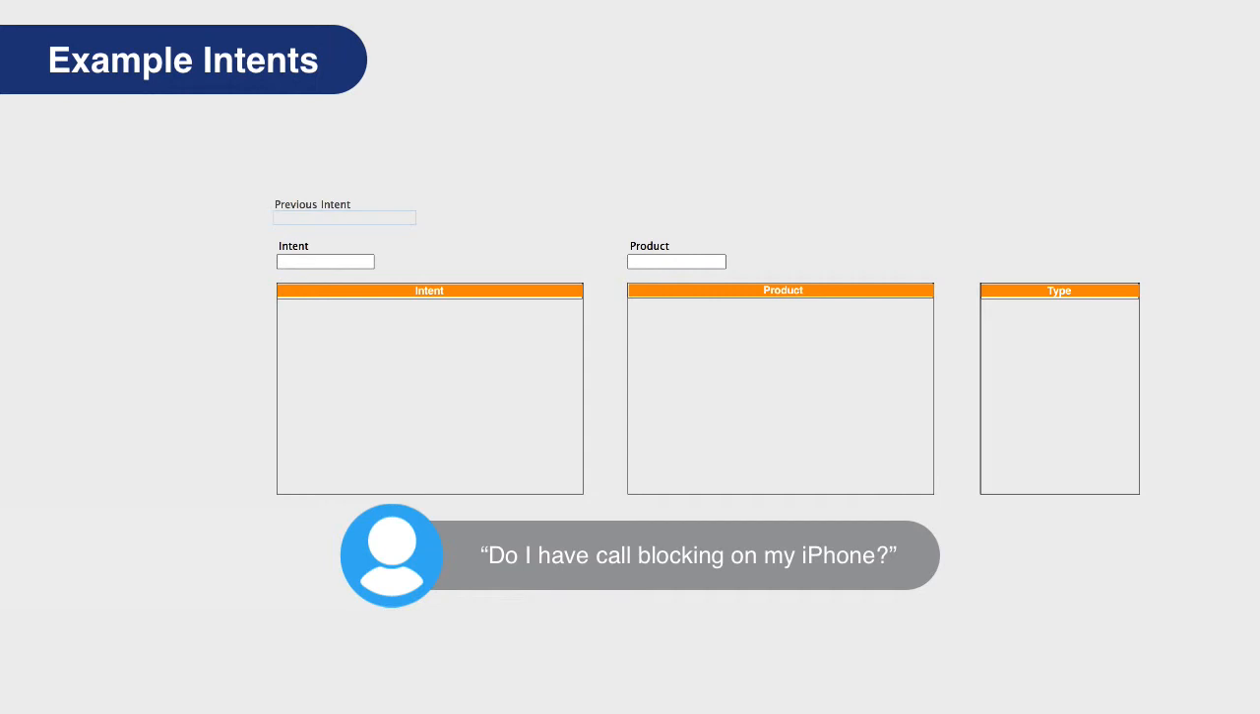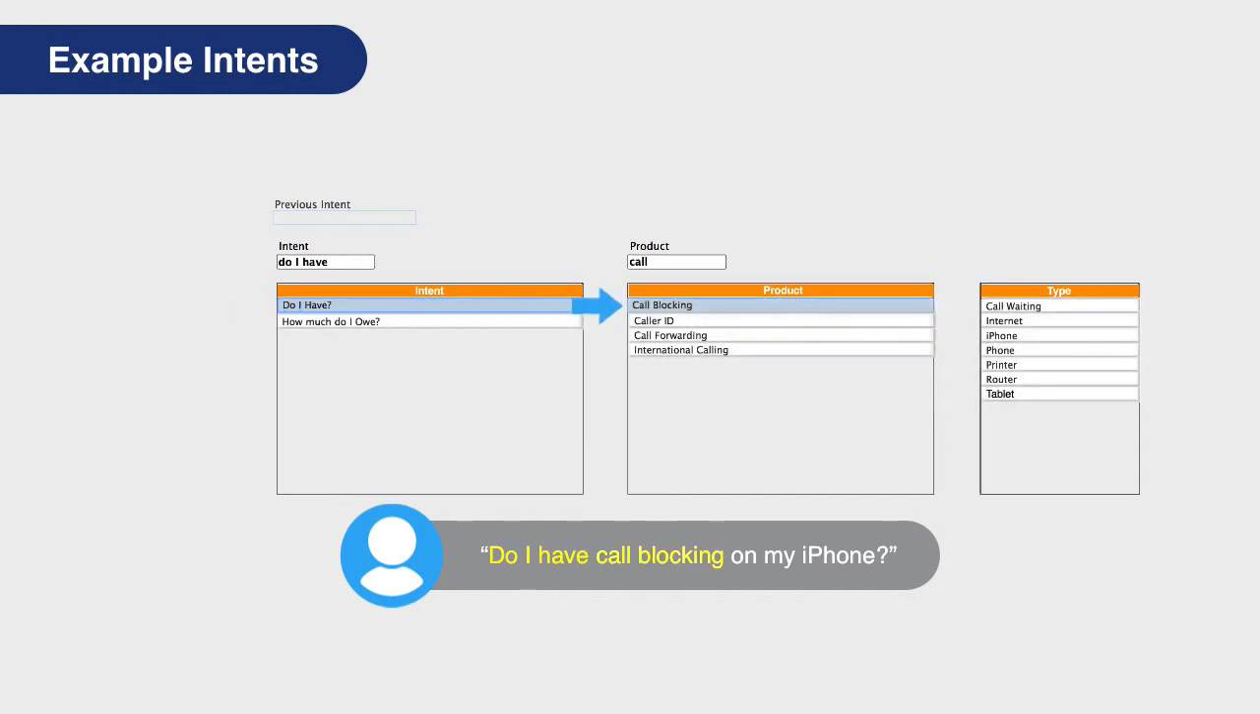Do I have call blocking on my iPhone? For this example, the caller wishes to know if they have a certain service on their device. The intent is, do I have? The product is call blocking, and the type is iPhone.